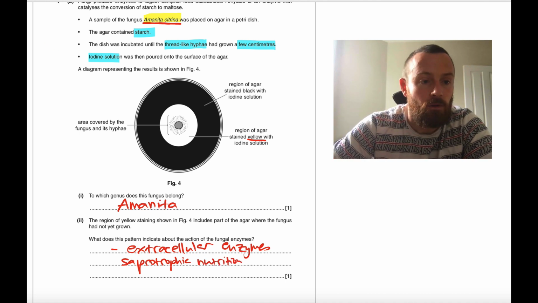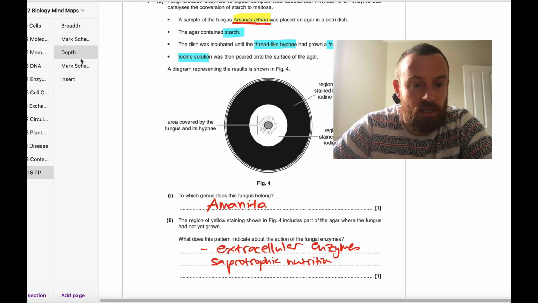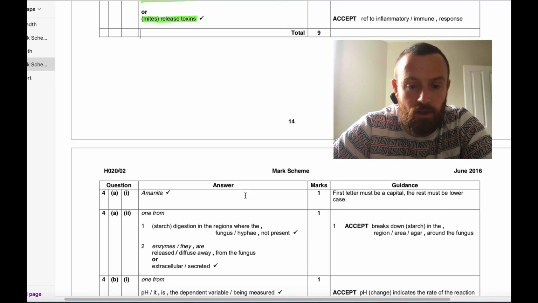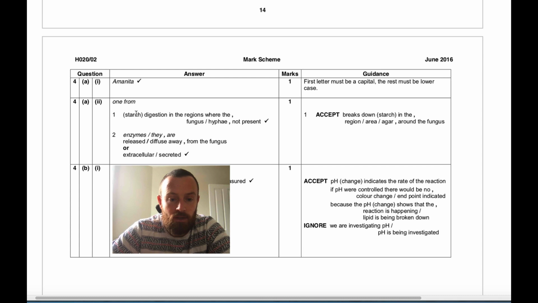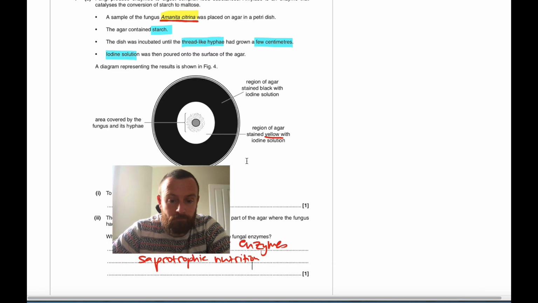Okay, let's check the mark scheme for that also. Let's just check that's what they've said. So Amanita, starch digestion in the region where the fungus is not present, enzymes are released, they're extracellular or they're secreted. All right, back to the paper.